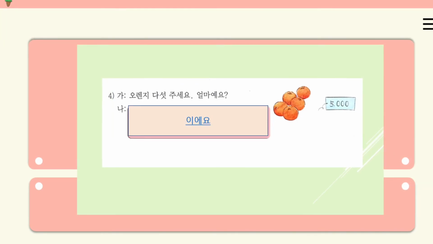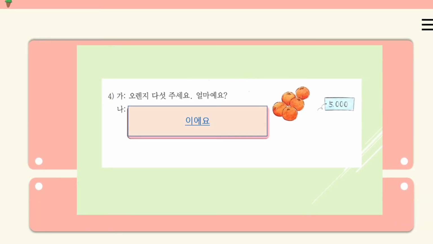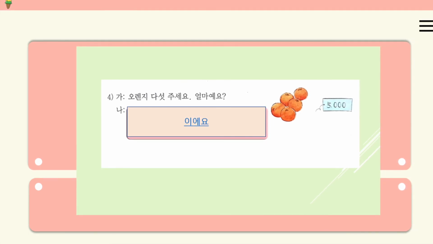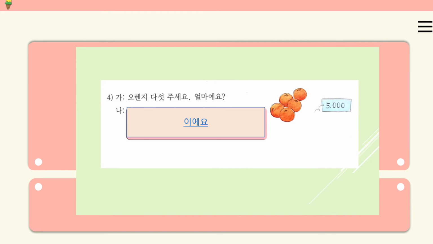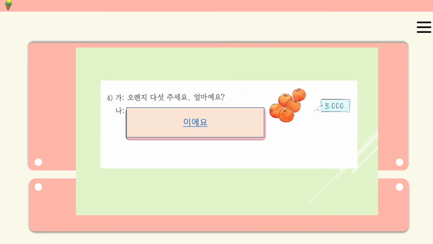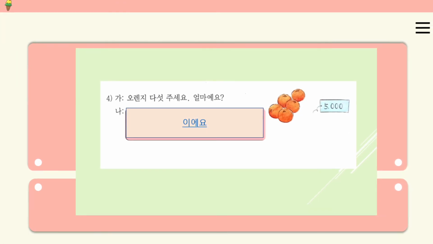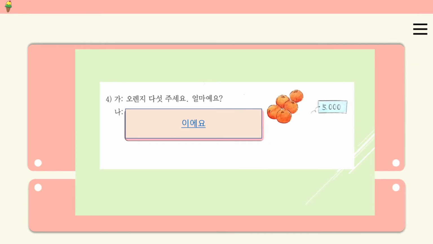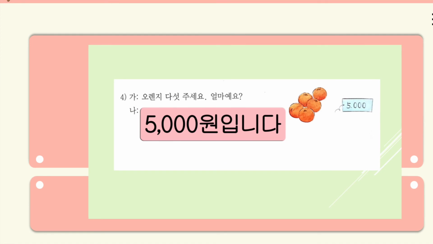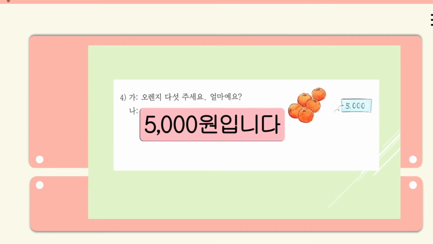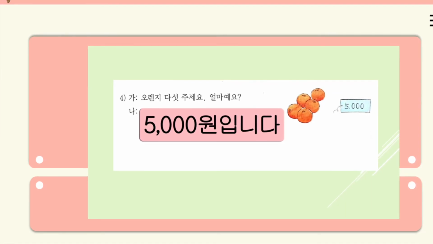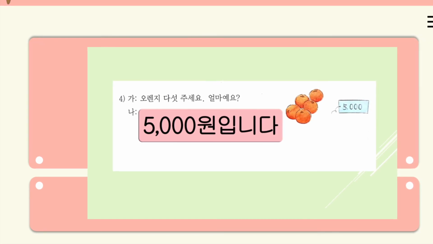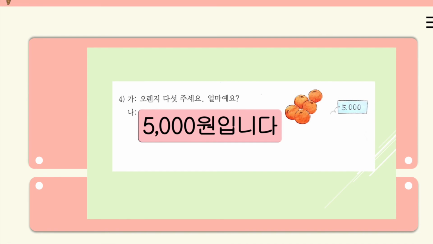그다음 오렌지 5개 주세요. 얼마예요? Please give me 5 oranges. How much is it? And we see it as 이에요. There are 5 oranges available for 5,000 won. How do we say that in Korean in the most formal way? We say 5,000원입니다. 5,000 won, and 이에요 is changed to 입니다.